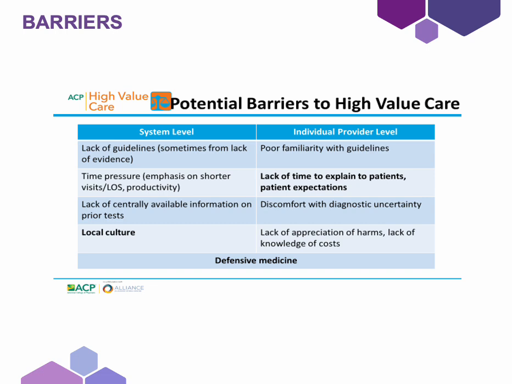On a systems level, we may have lack of centrally available information on prior tests. On an individual level, there may be discomfort with diagnostic uncertainty such that the individual provider may order a flurry of unnecessary testing. Local culture comes into play on a systems level. And on an individual provider level, there may be lack of appreciation of harms or lack of knowledge of costs for particular testing or treatments. And across the board, both on a systems level and an individual provider level, many individuals and systems, we are practicing defensive medicine in an attempt to not be sued for our care.